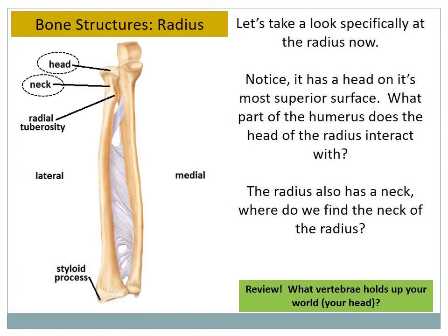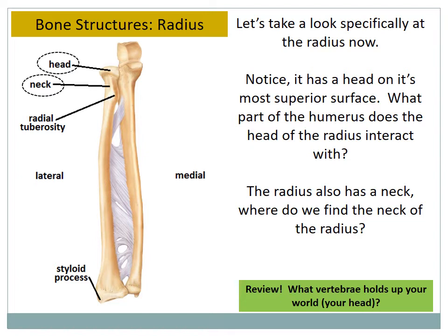So looking at the radius, we can see that it has a head, and the head is on the most superior surface of the radius itself. So you have to look at this as a complete skeleton. You never want to just look at these things and be like, oh yeah, this is a completely independent bone. No, these things are working together. So when you think of the humerus and you think of the radius, what part of the humerus does the head of the radius interact with? Yeah, it interacts with the capitulum.